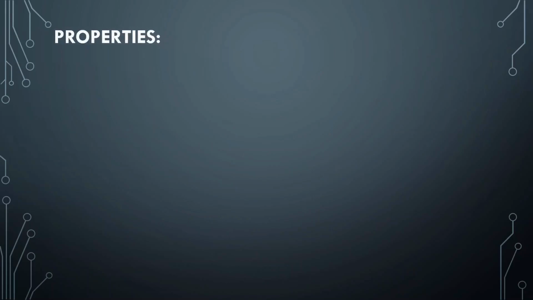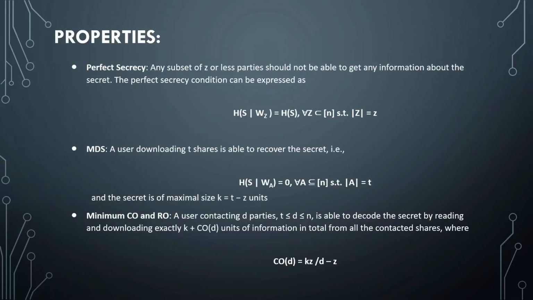Now let us look at some properties. The major properties are perfect secrecy, MDS, and minimum CO and RO. Perfect secrecy means any subset of Z or fewer parties should not be able to get any information about the secret, whereas MDS means a user downloading T shares is able to recover the secret. And minimum CO and RO means a user contacting D parties, where D is in between T and N, is able to decode the secret by reading and downloading exactly K plus communication overhead units of information in total from all the contacted shares, where communication overhead is given by Kz by D minus Z.